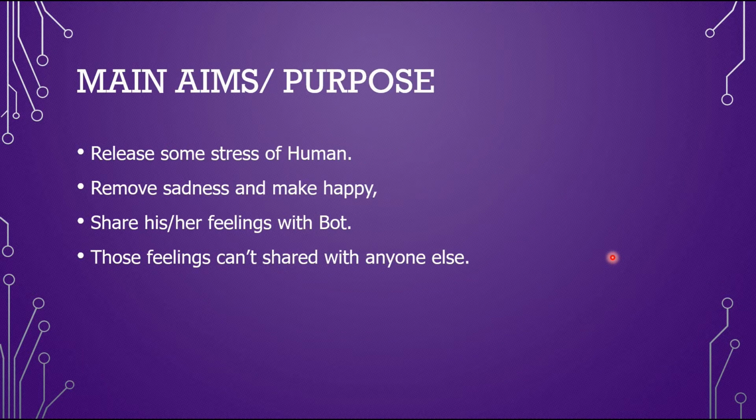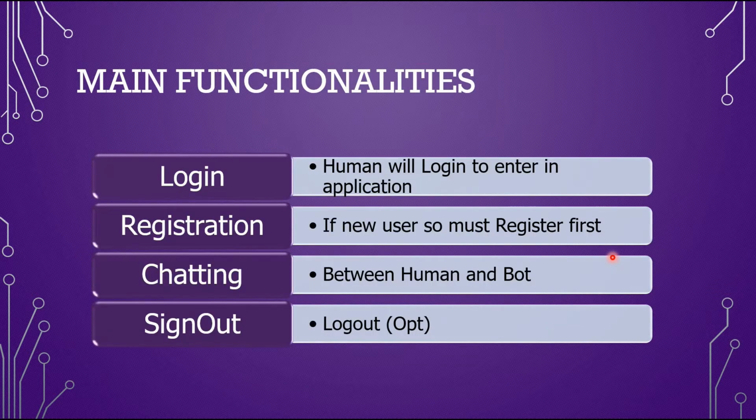This is me. The basic aims of the AI chatbot application is to release some stress of humans. For example, a person is sad, so if the reason behind this is he cannot share something with third person, so he will share his feeling or her feeling with the bot, and after sharing feeling, he or she will feeling relaxed or some happy mode. So this is the basically main purpose or aim of the chatbot.